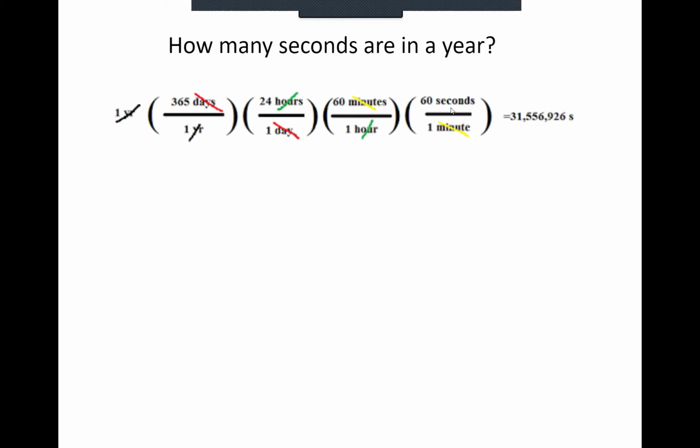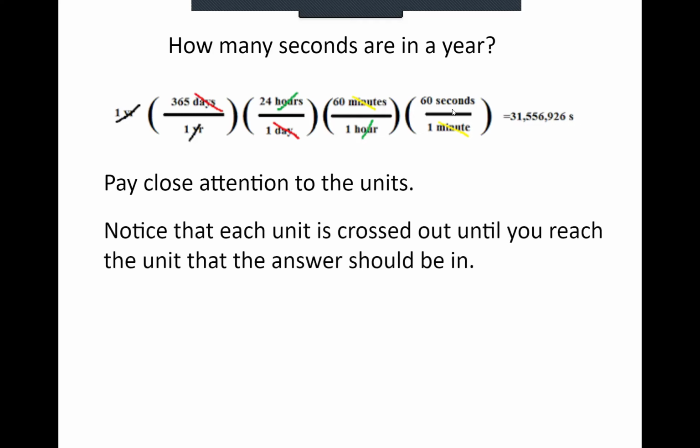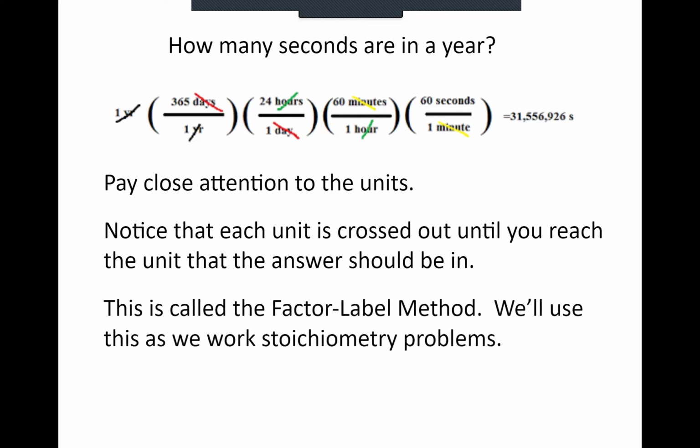So we want to set up in a stoichiometry problem a series of units such that most units will cross out, and the only one that does not cross out is the unit that the question asks for. As we do this, we're going to pay close attention to the units. Notice that each unit is crossed out until you reach the unit that the answer should be in. We sometimes call this the factor label method, or dimensional analysis, I think is what the math teachers say. And we're going to use this technique as we work stoichiometry problems.